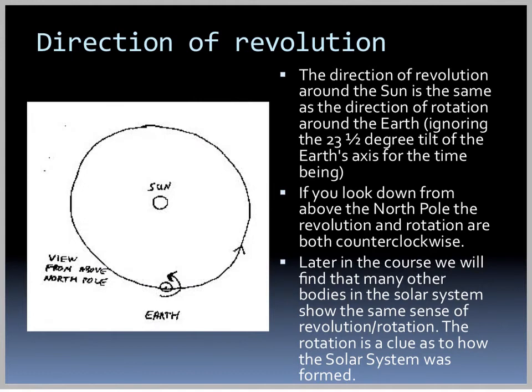Now, the direction of the revolution around the Sun is the same as the direction of rotation of the Earth, ignoring the 23.5 degree tilt for now. So if you look down from above the North Pole, the revolution and rotation of the Earth are both counterclockwise. And later on in the course, we're going to find that many other bodies in the solar system show the same sense of revolution and rotation. And this is a clue to how the solar system formed.